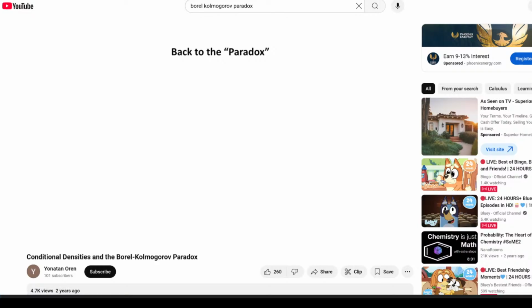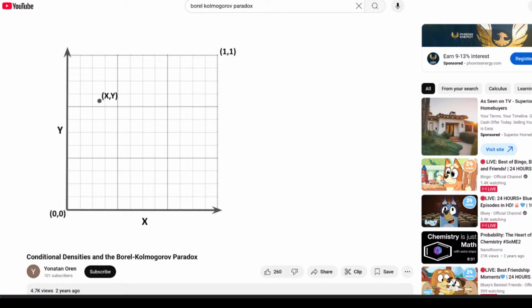Okay, so now that we've done the hard work of understanding where our definition of conditional densities comes from, let's explore an interesting consequence of this definition called Borel's paradox. We start by choosing a point uniformly at random on the unit square, the square of side length 1 with its bottom left corner at the origin. The pair x, y is a pair of two random variables, or in other words, a random vector.